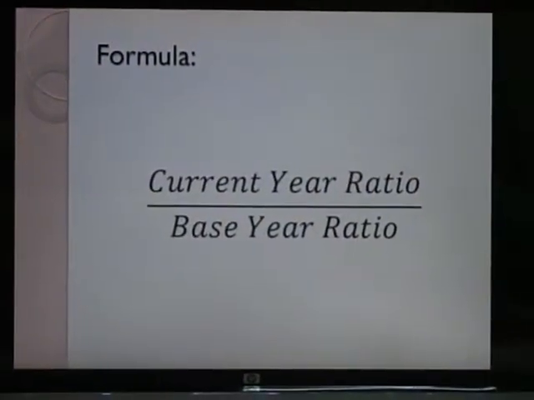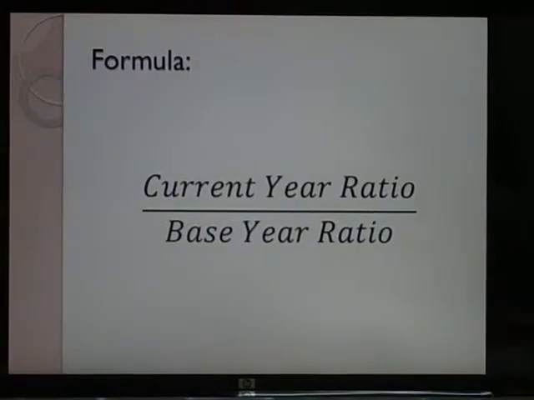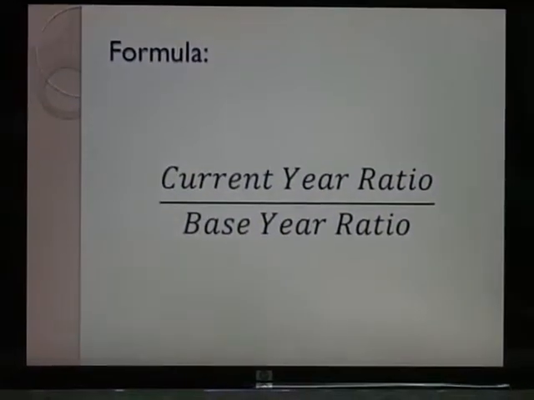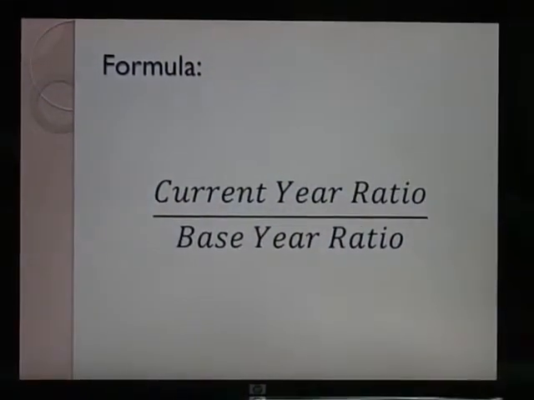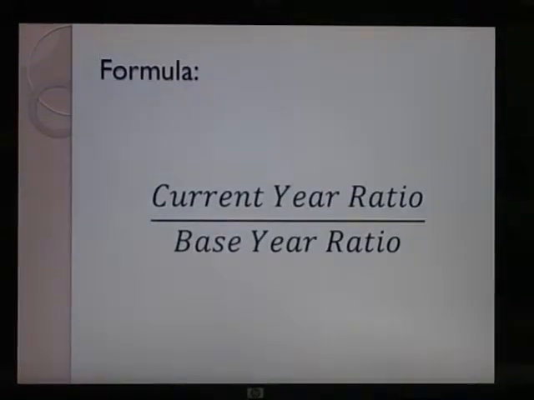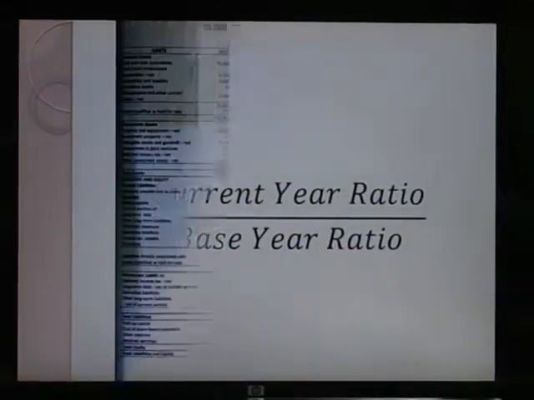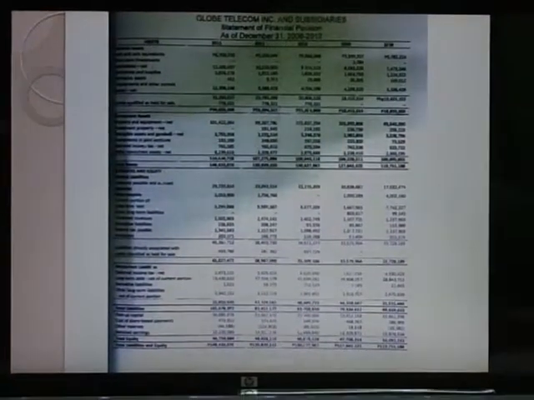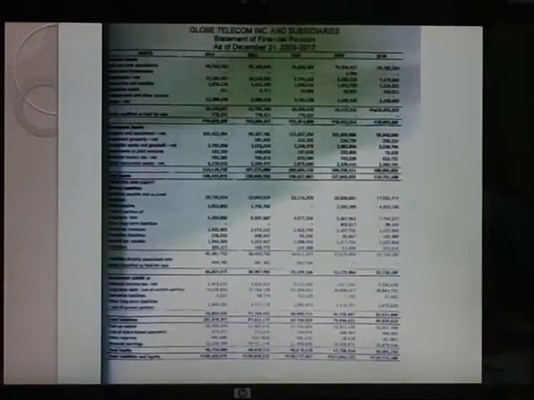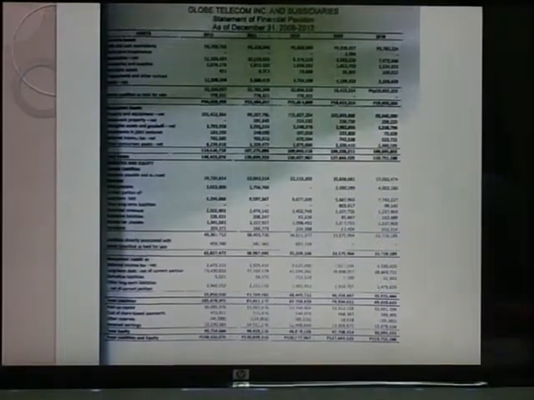And for the formula, the formula of the index number trend analysis is current year ratio over the base year ratio. And for my chosen company, I chose the Globe Telecom Incorporation and subsidiaries.